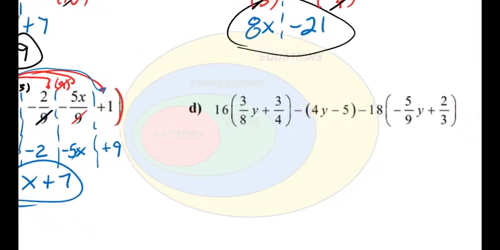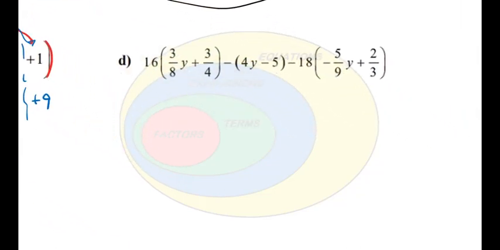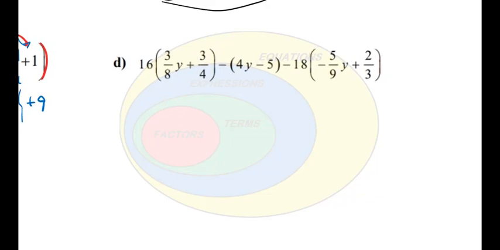D, it's a little bigger for sure, so I'm going to leave myself a little more room to work. Before I do this, I want to look at the composition. First of all, I notice that there's going to be 3 separate terms. So I need to work with each one of these terms first individually. So the first term, I have 16, and then it's multiplied by these 2 terms I need to distribute. All right, that's going to create 2 separate terms.